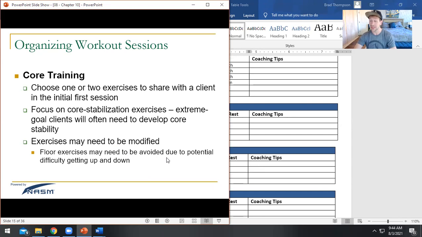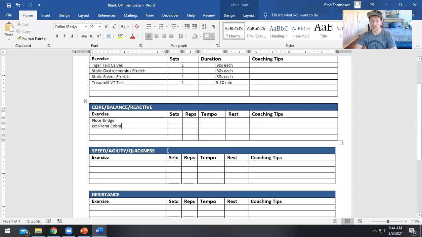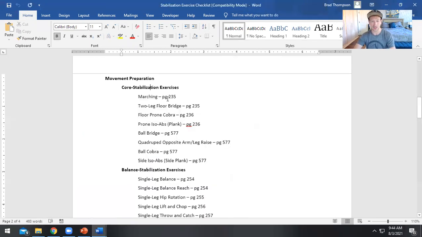If my client has a really hard time getting down onto the floor, for instance, okay, well, maybe that's not an option, right? If I've got a 450-pound client, maybe I can't get them down to do a floor bridge. Maybe I can't get them down to do a floor prone cobra. So what are some other options on that stabilization core checklist that I could maybe do?